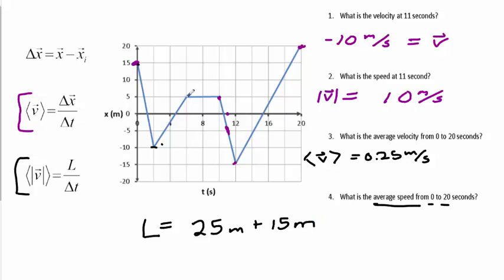And then I was not moving for a little bit, I was just sitting at 5 meters for a couple seconds, so that's not going to contribute anything to our path length. And then I went from 5 meters to right here, negative 15 meters, that's another 20 meters of path length.